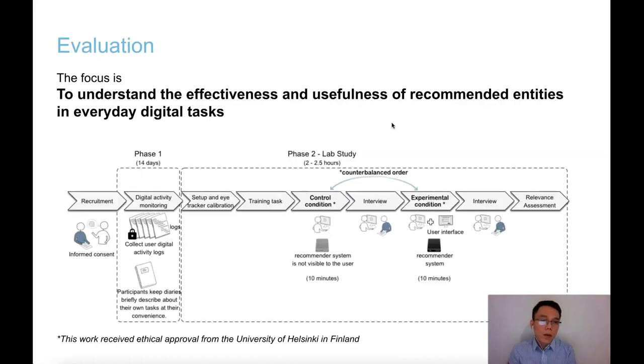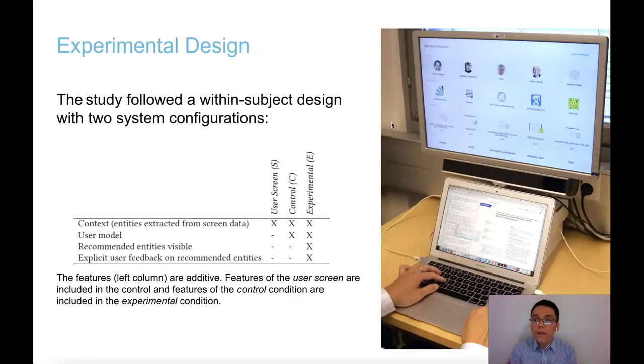In this research, we are trying to understand the influence of the recommender system on user task performance. So we carried out a field study, which includes two main phases. The first phase is 2-week digital activity monitoring, and the second phase is a lab study, in which the users, after 14 days, come back to us, and we ask the participants to work on 2 different tasks, and we assign those tasks to different conditions. The first condition is the control condition, in which no recommendation is visible to the users. The second condition is the experimental condition, in which recommendation is visible to the users. This is the overview of the experimental setup and the study conditions that we use.